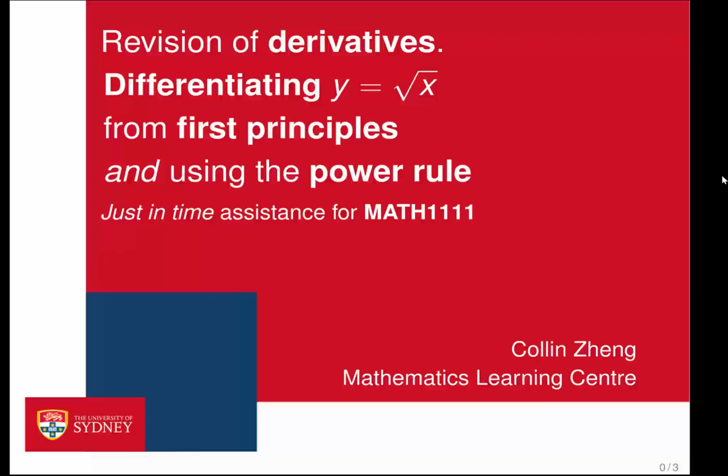Hi, I'm Colin. In this module, we're going to briefly revise the concept of a derivative and then find the derivative of the square root function using two important methods. One is called differentiation from first principles, and the other is a much quicker shortcut that involves using a formula called the power rule.